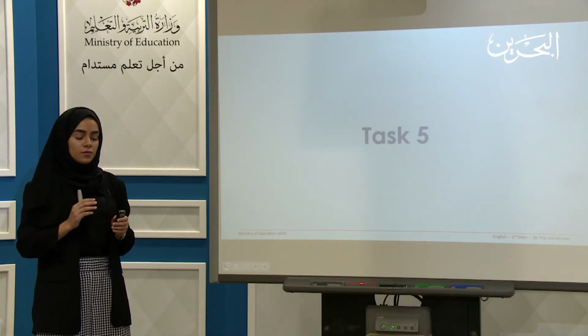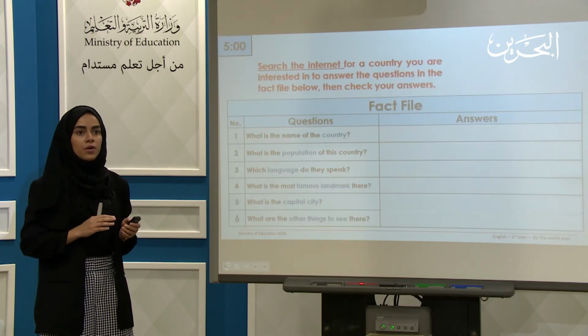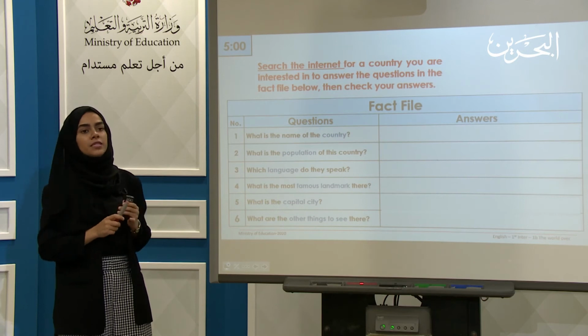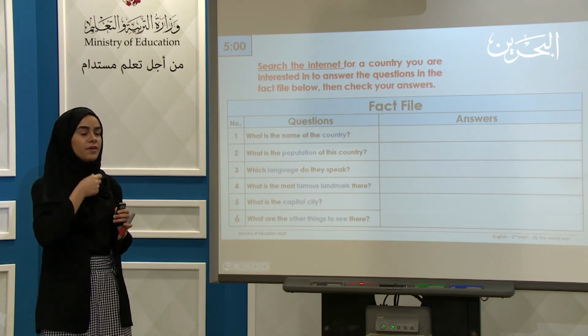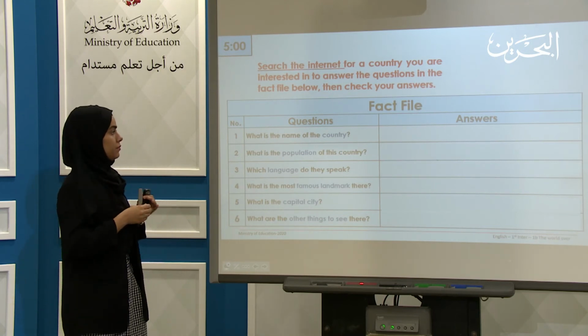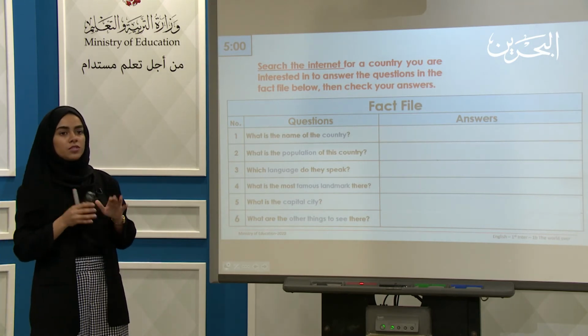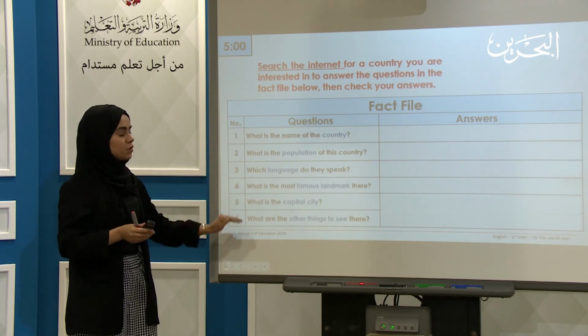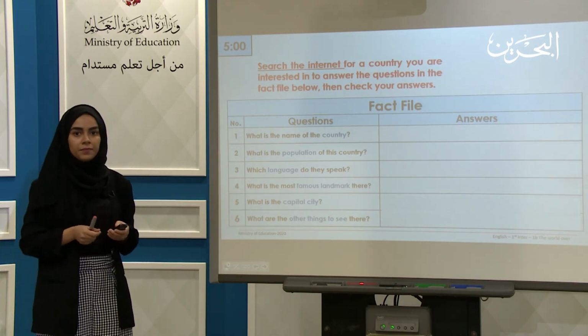Now let's move on to task number 5, where you're going to search the internet for a country you are interested in to answer the questions in the fact file below. Then you're going to check your answers. Okay, so you have 5 minutes to search the internet for your favorite country and answer these questions. Okay, starting now.